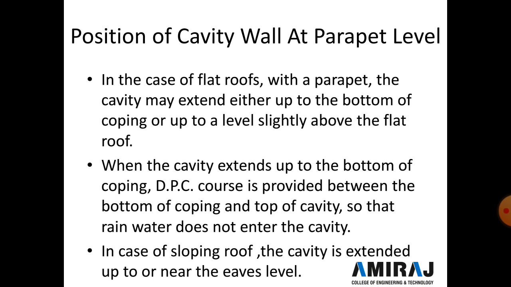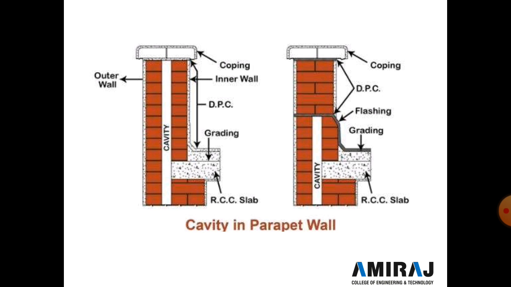Now next is the position of the cavity wall at a parapet level. In the case of a flat roof with a parapet, the cavity wall may extend either up to the bottom of the coping or up to the level of the slab above the flat roof. When the cavity extends up to the bottom of the coping, DPC is provided between the bottom of the coping and the top of the cavity, so that rainwater does not enter the cavity. And in the case of a sloping roof, cavities extend up to near the eaves level. So here, see this figure.